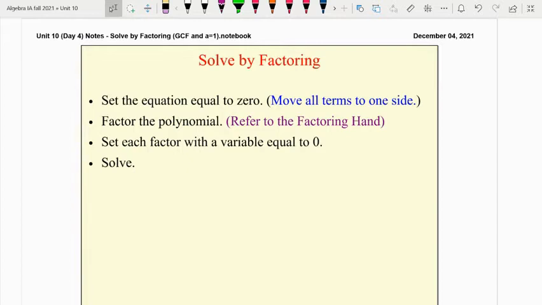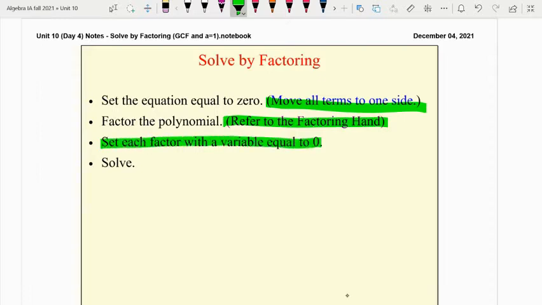Solve by factoring. Step 1, set the equation to 0. Move all the terms to one side. Factor the polynomial. Remember the factoring hand. Set each factor equal to 0, and then solve each parenthesis.